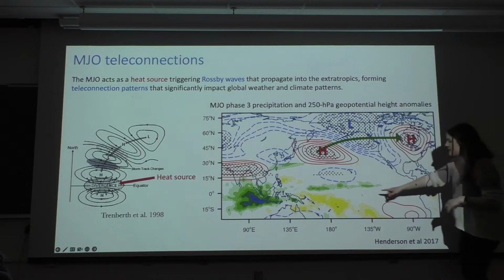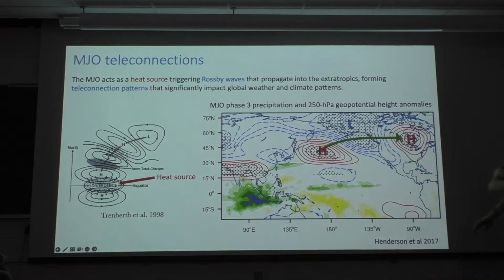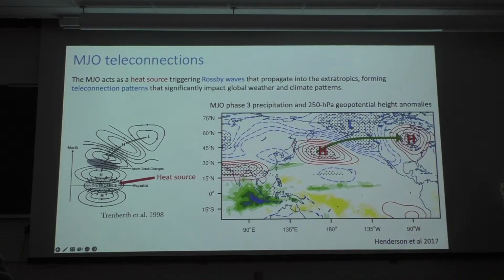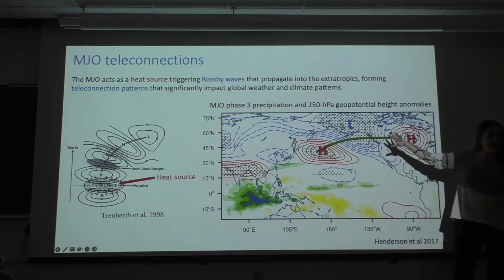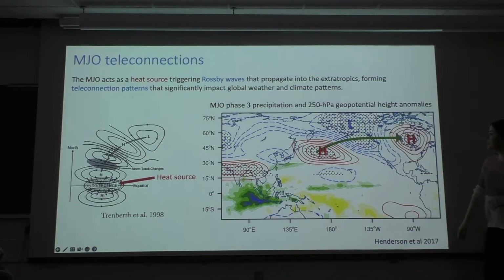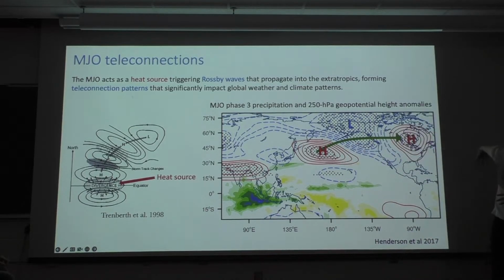Here's a specific example for the MJO. This is for MJO phase 3, when we have the enhanced precipitation over the East Indian Ocean and suppressed precipitation here in the yellows over the Western Pacific. Associated with that is this Rossby wave train, which we refer to as a teleconnection pattern, that propagates, as you can see from the makeshift arrow, over the Pacific and over North America and beyond. So this has really large impacts on the circulation on intraseasonal timescales.